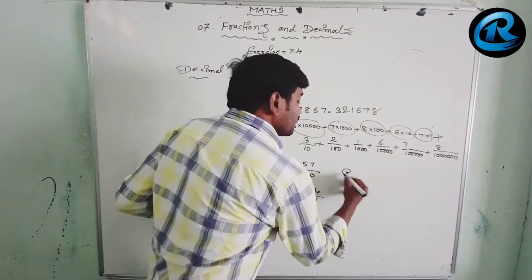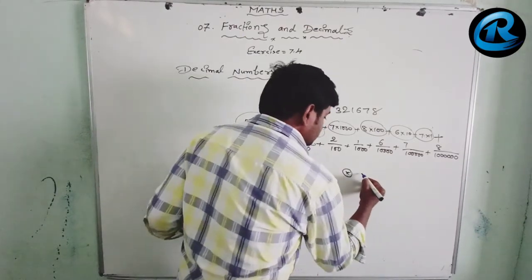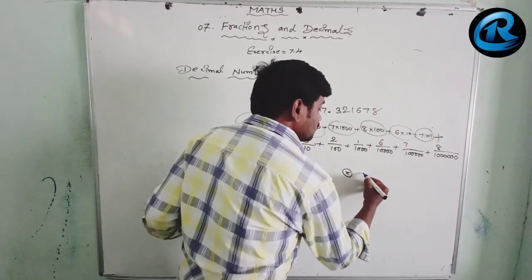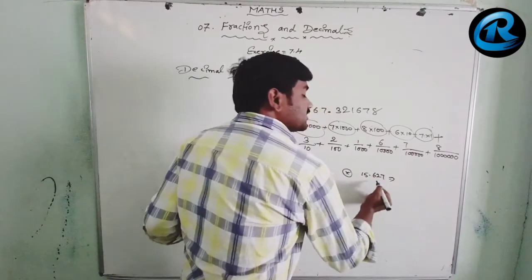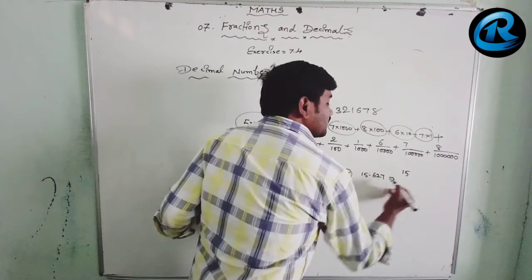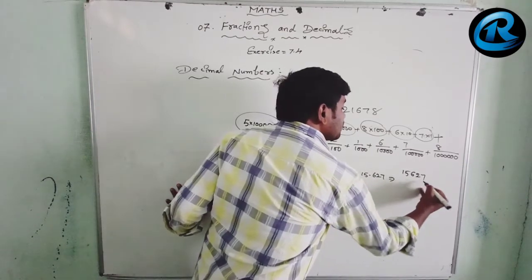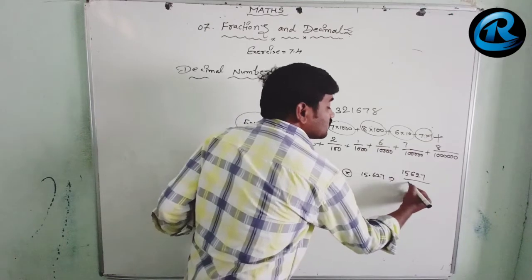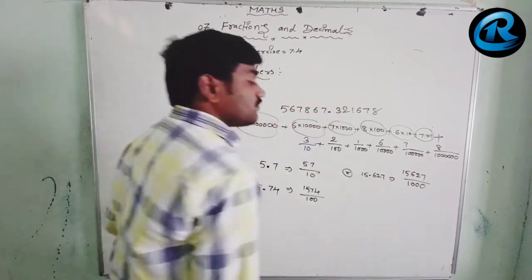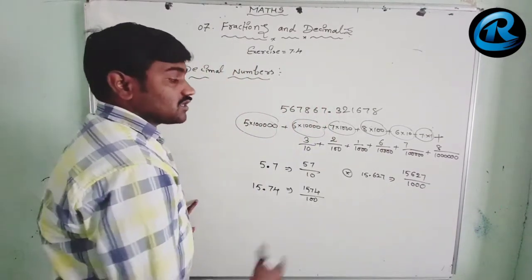Then we go for how to change decimals into fractions. Okay, 15.627. Let us write this decimal number as a fraction. After the decimal point there are 1, 2, 3 digits. This 7 is in the thousands place. So we write it divided by thousand, because it is in the thousands place.